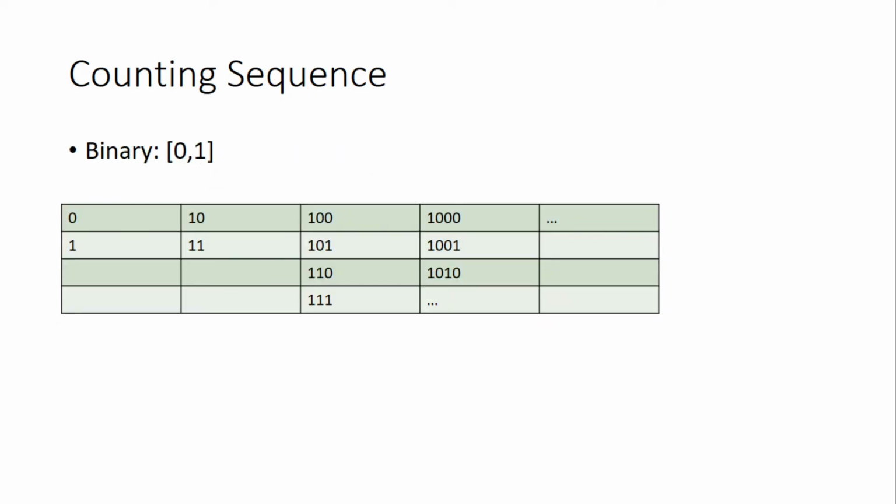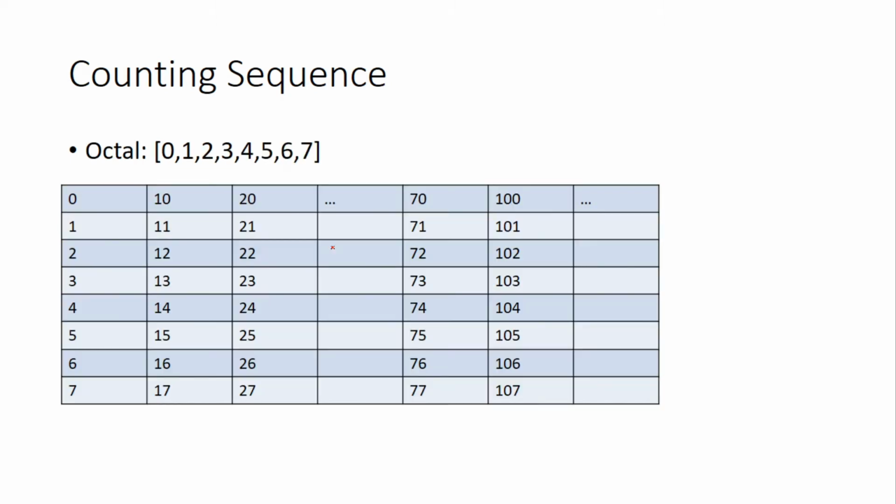Similarly, in binary we have 2 digits, 0 and 1. So what we are doing is listing single digit permutations, so that would be just 0 and 1. Then moving to 2 digits, we have 10, 11, then we have 100, 101, 110, and so on.